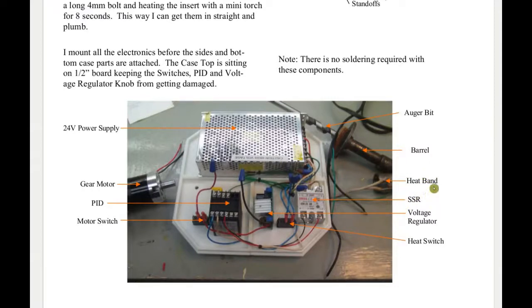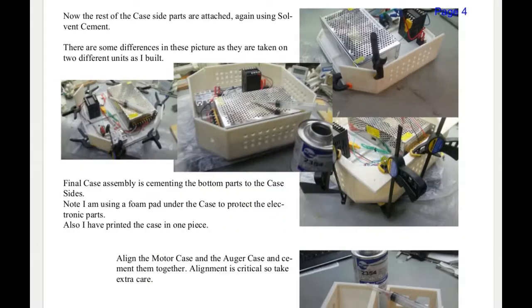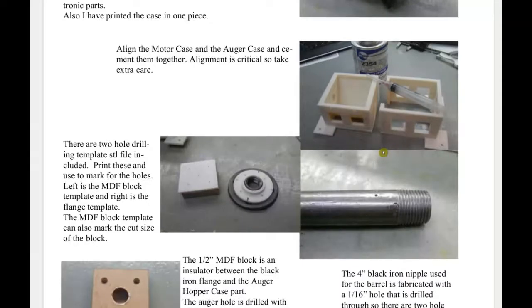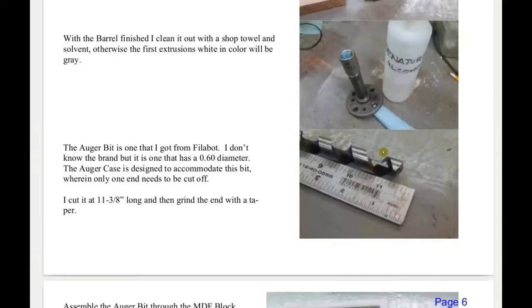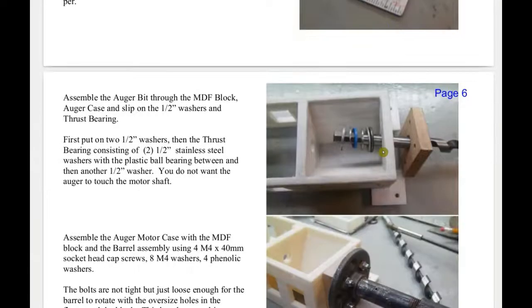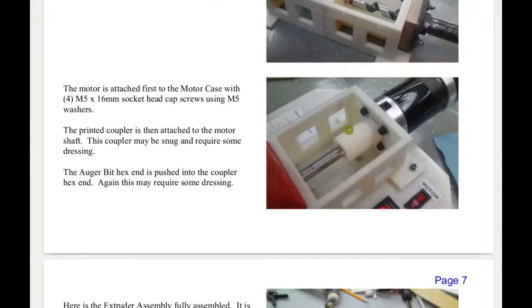So there that is. You've got the heat band around the barrel and an auger bit. The auger bit is just a simple drill bit, like a wood drill bit. So he puts it all together. There's some mechanical stuff on how you attach the barrel and so forth. You have to attach the gear motor. What kind of coupler does he use? He uses a 3D printed coupler.